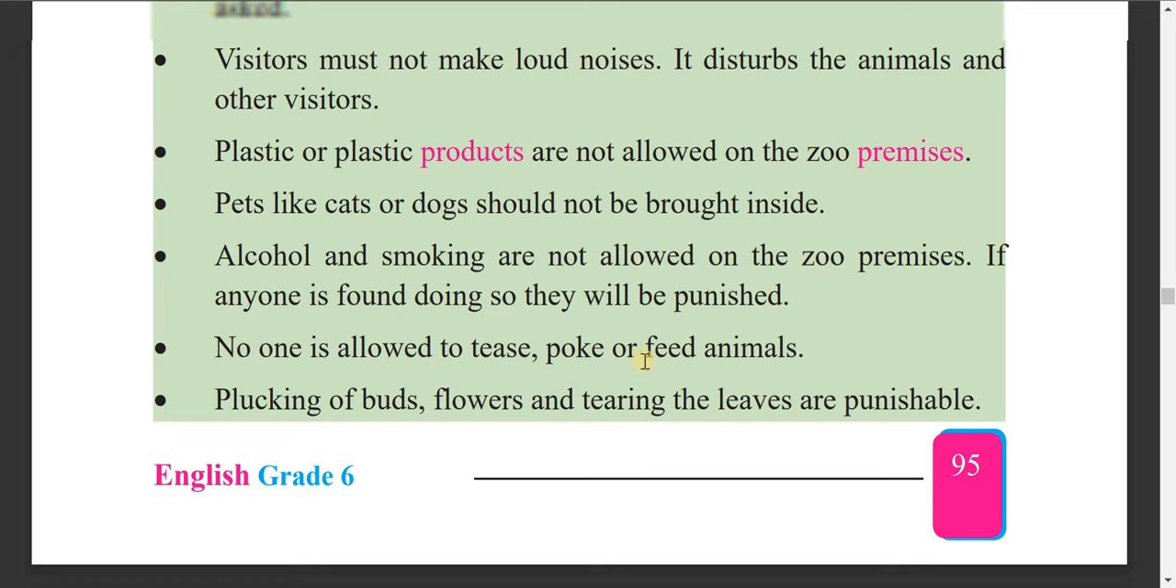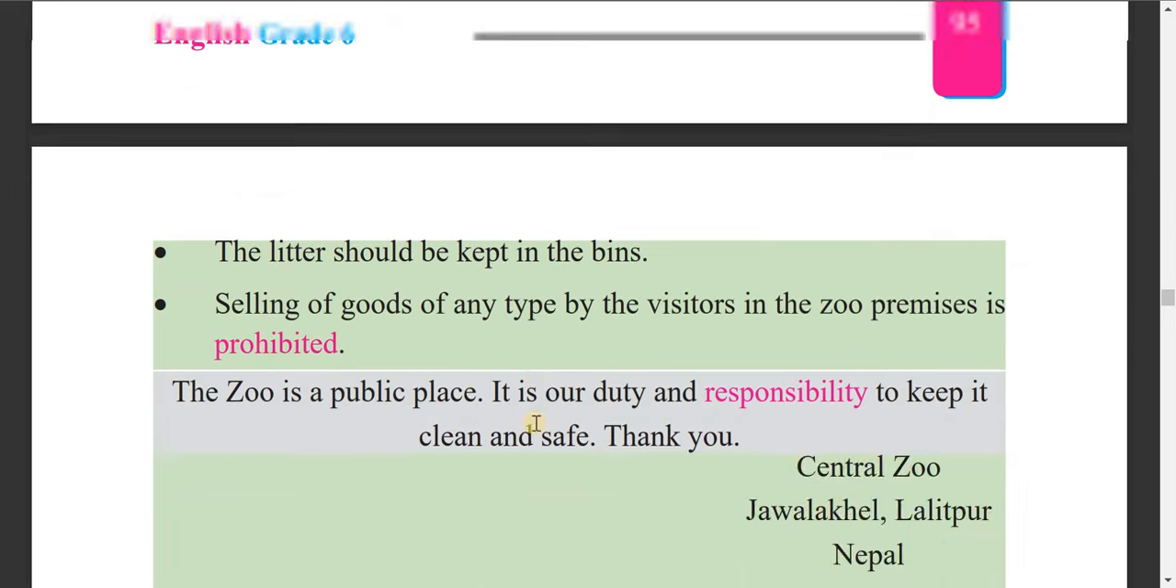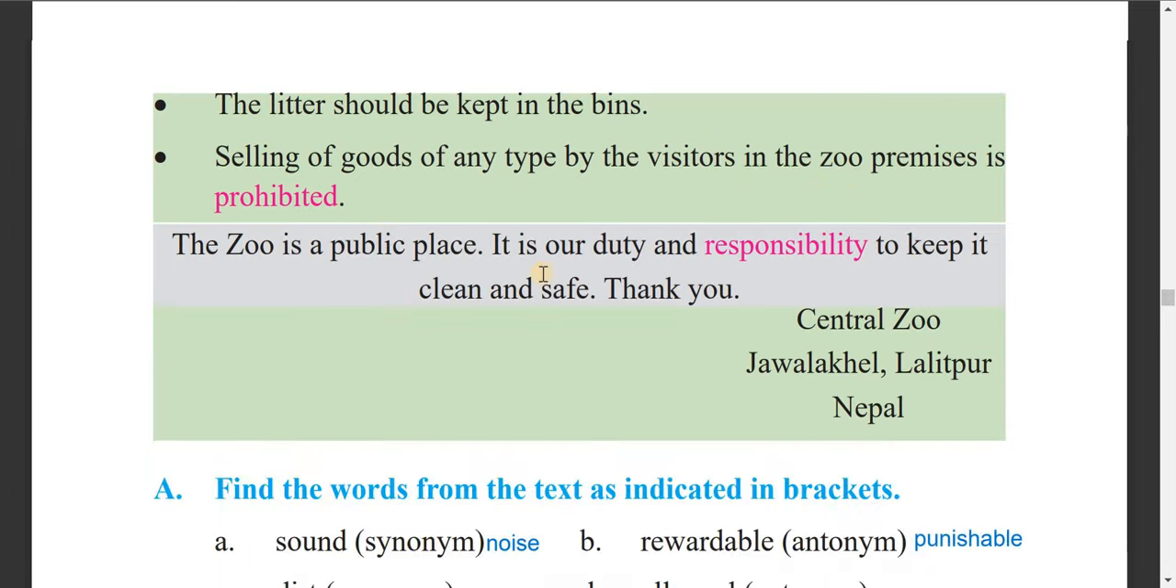No one is allowed to tease, poke or feed animals. Plucking flowers and tearing the leaves are punishable. The litter should be kept in the bins. Selling of goods of any type by the visitors in the zoo premises is prohibited. The zoo is a public place. It's our duty and responsibility to keep it clean and safe. Thank you. Central Zoo, Jawalakhel, Lalitpur, Nepal.